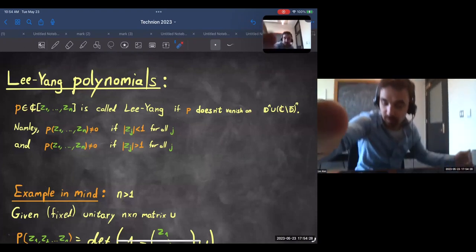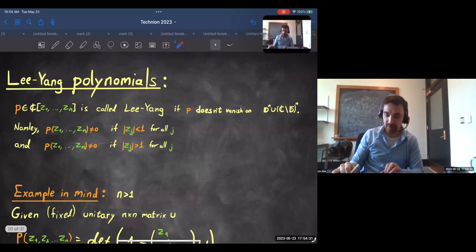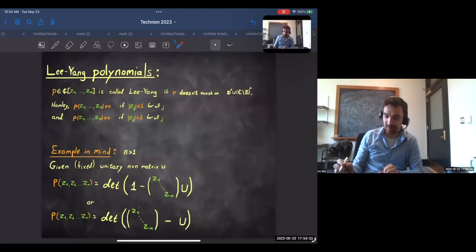Now, for larger dimensional examples, we can still take an n by n unitary matrix. But now we can just look at the determinant of one minus, and put all of your variables inside the diagonal matrix, multiply it by u. You can see that this thing vanishes whenever this matrix has an eigenvalue one.